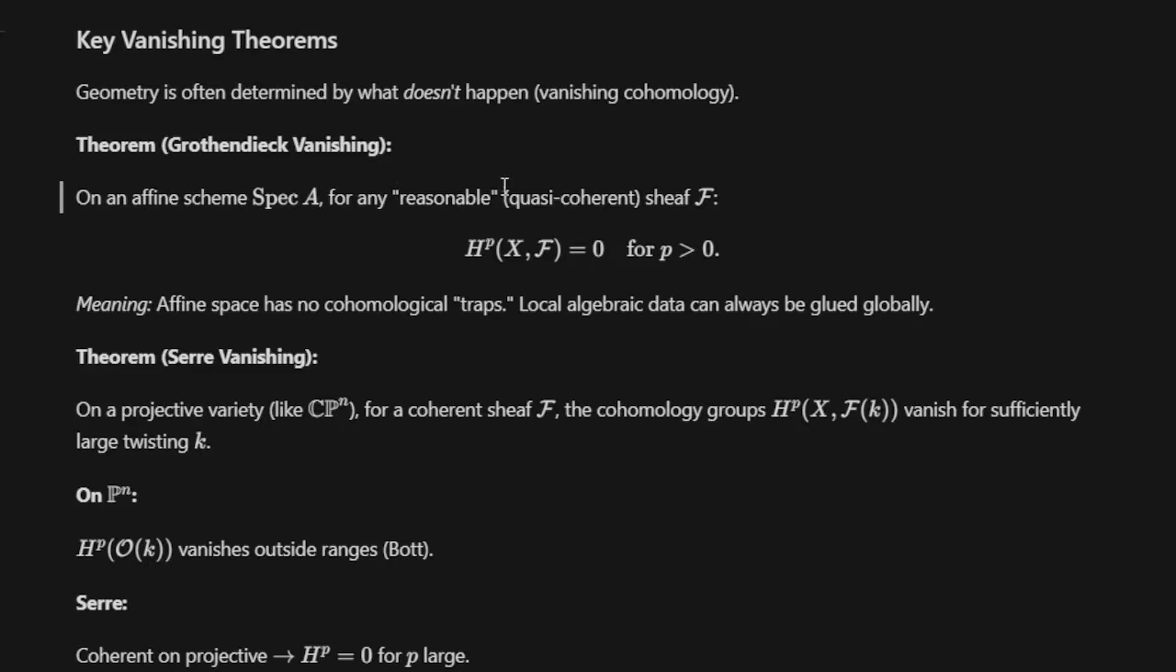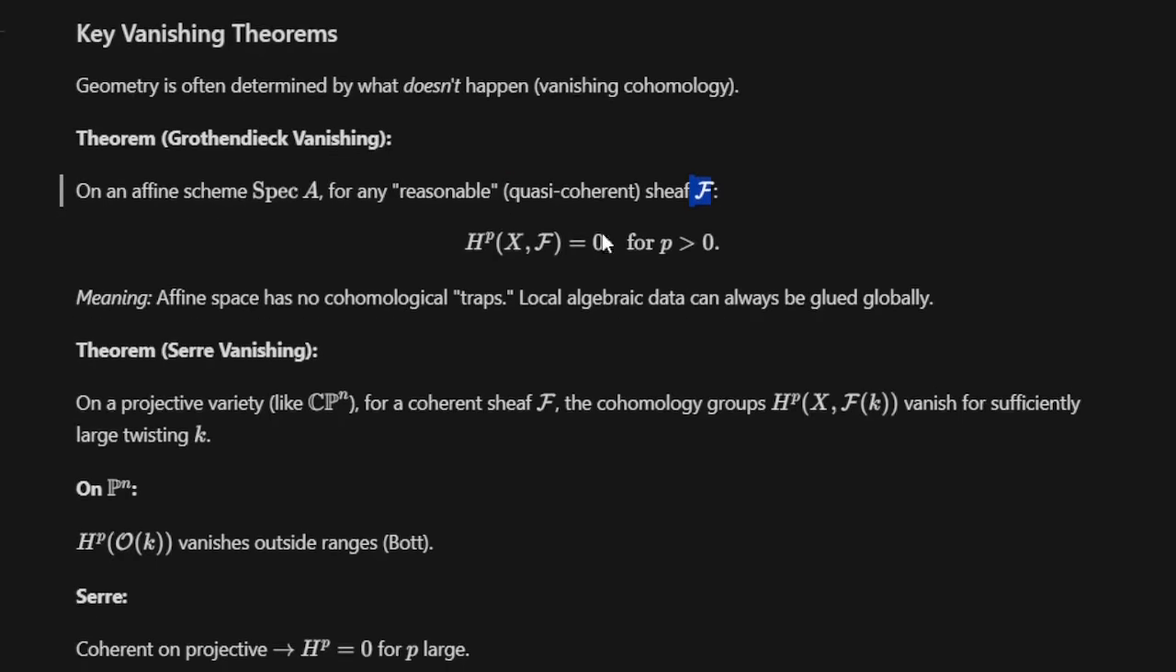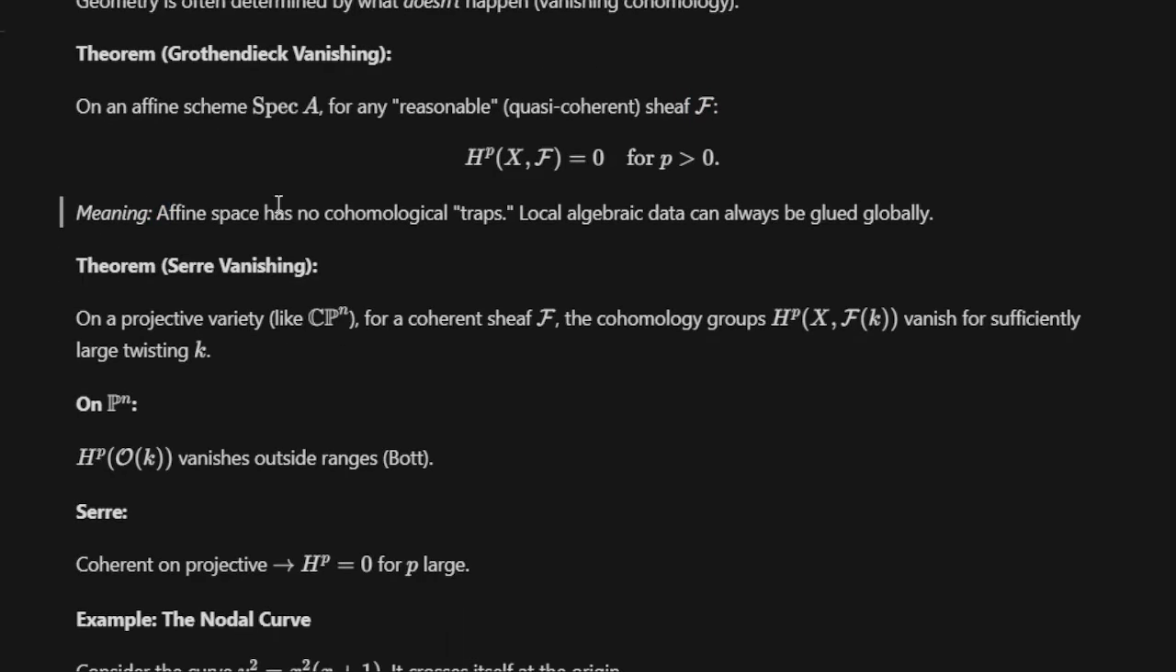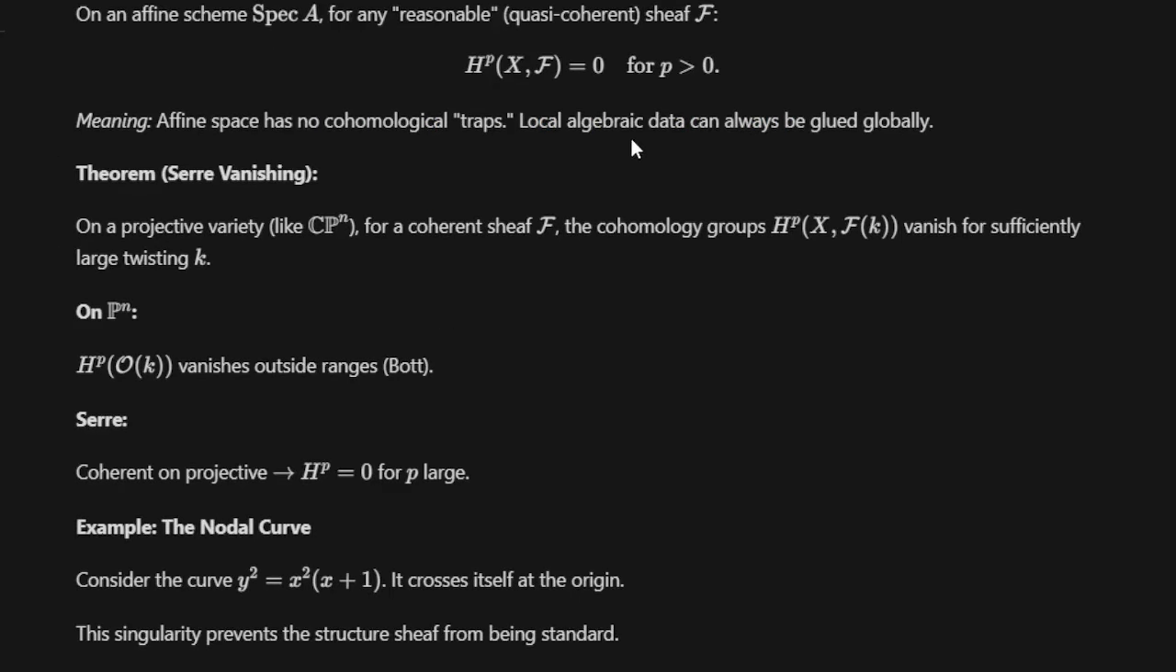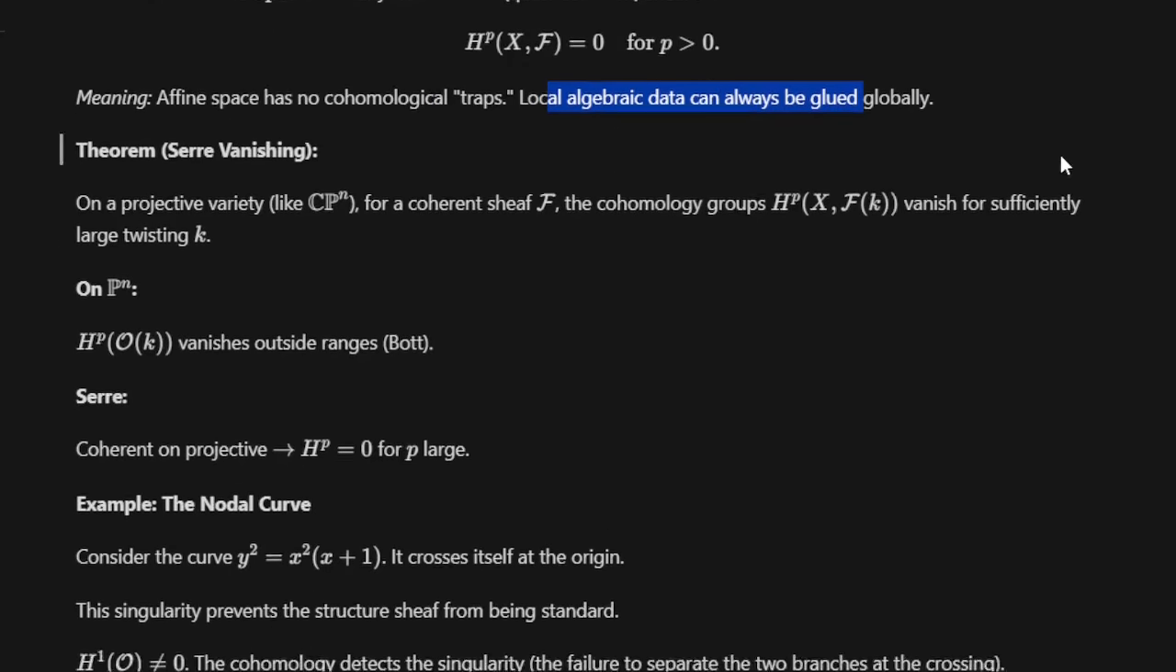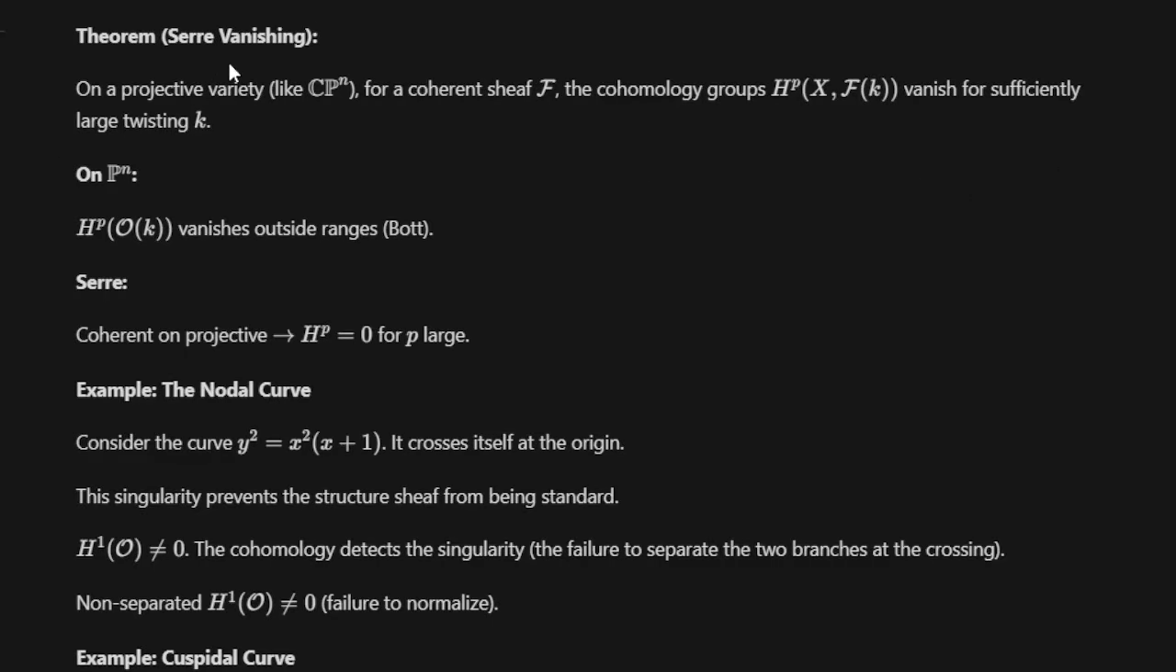And this is what we would say is a quasi-coherent sheaf, okay? So again, affine space has no traps and it's local. Algebraic data can always be glued globally. Another interesting vanishing theorem is the Serre vanishing theorem. For a projective variety, like any complex projective space, for a coherent sheaf F, the cohomology groups vanish for sufficiently large twisting K. Okay.